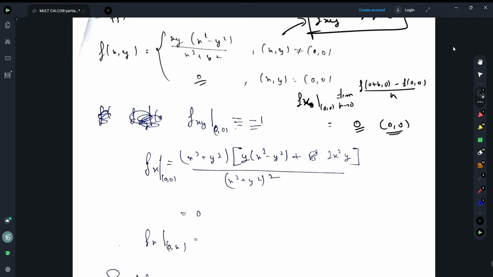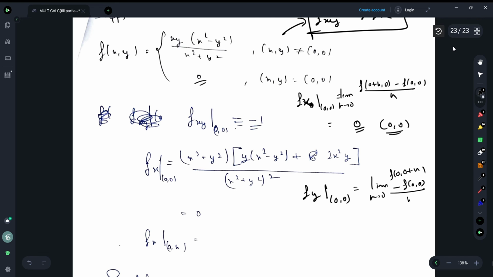Similarly, you can do it for fy as well. So this is limit h tends to 0 of f of 0 comma 0 plus h minus f of 0 comma 0 divided by h. Okay, check what it will come out to be. It will come out to be 0 as well. Got it?